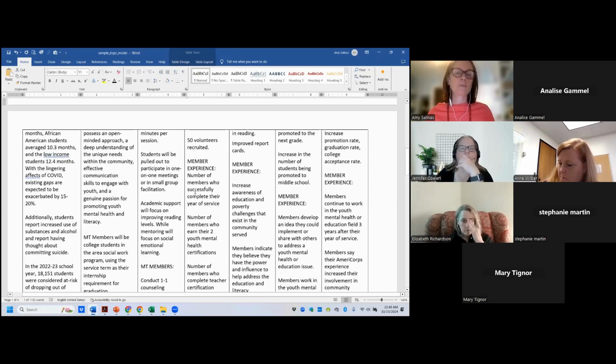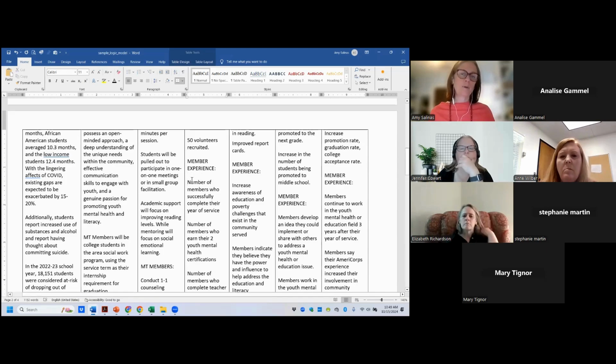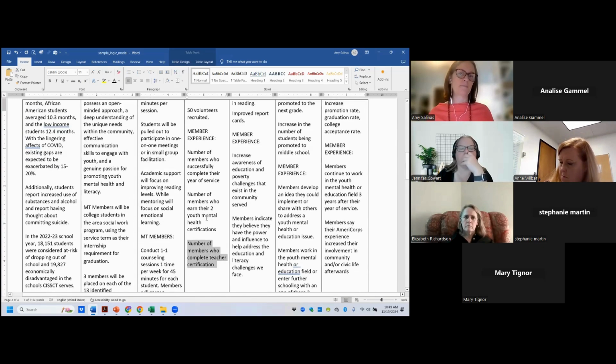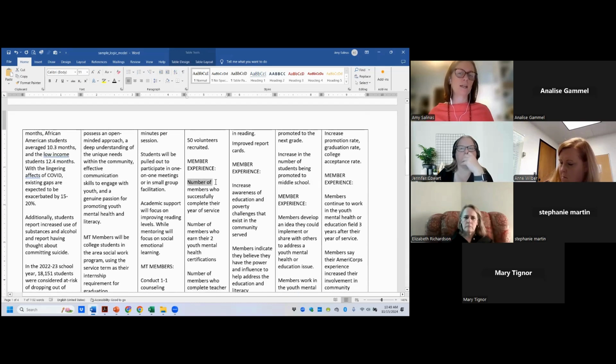And then for the member experience here, you're going to see the generic language. Number of members who successfully complete their year of service, number of members who earn their 2 youth mental health certifications, number of members who complete the teacher certification. These are just counts. They're not changes, they're just counts. And you could write them generically again, like number of, or you could actually put in a target number.